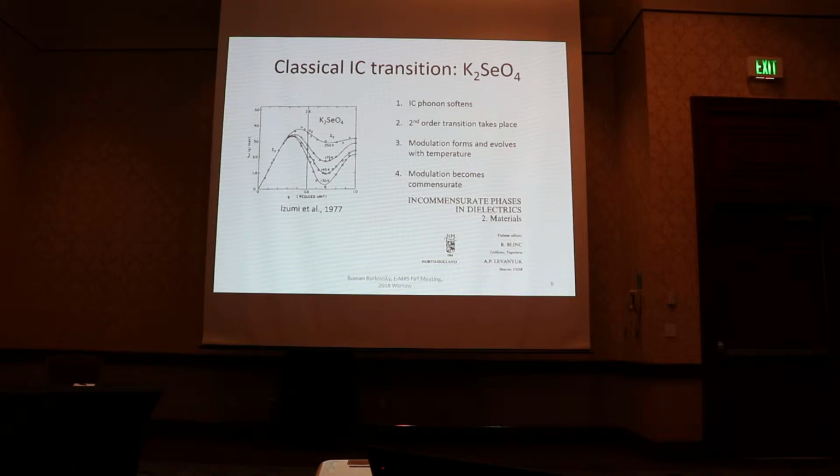How does it typically occur in dielectric materials? There is a big book by Blinc and Levanyuk, which explains different crystals, from which potassium selenate is the most important, the most well studied, and how it happens there. There is a soft mode which does soften with temperature, approaches zero, and when it does, you obtain the modulation in the crystal. So the softening of the phonon, the freezing of the phonon, results in the formation of long-range incommensurate order. Then this modulation evolves with temperature, and finally it becomes commensurate in the lock-in transition.